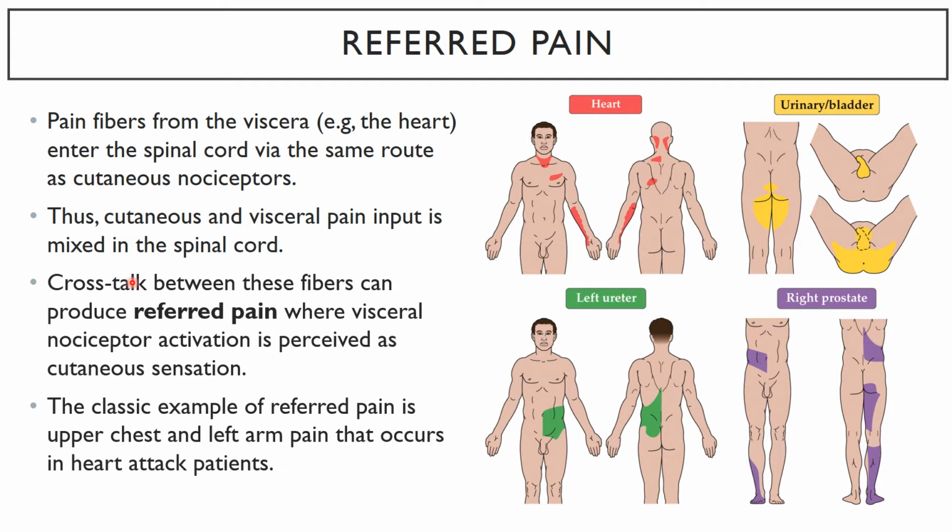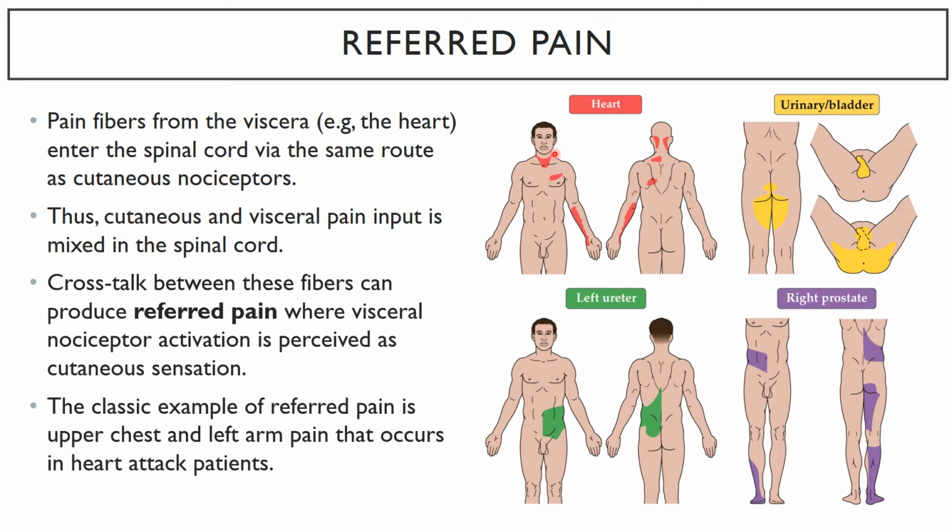We have this somatosensory map up in the brain, and it doesn't have parts that are specifically designated for the gut. Instead, pain in, say, the gut or the heart will induce pain which we perceive to be on the skin. And we refer to this crosstalk as referred pain. So when visceral nociceptor activation is happening, we perceive it as happening on the skin.